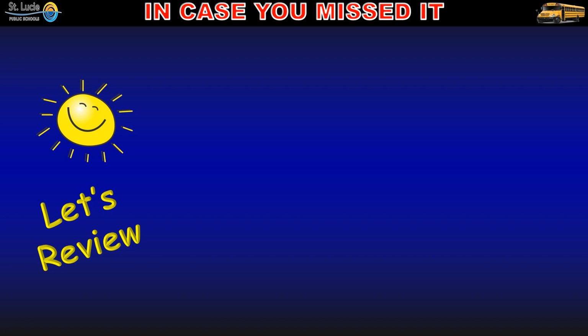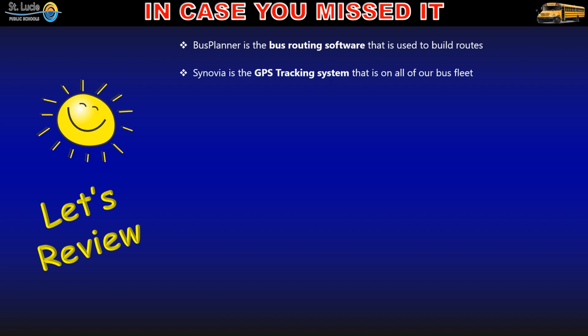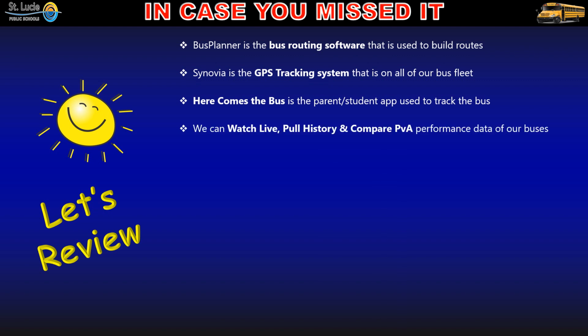In case you missed it, let's review. Bus Planner is the bus routing software that is used to build bus routes. Synovia is the GPS tracking system that is on all of our bus fleet. Here Comes the Bus is the parent-student app that is used to track the live location of buses and also communicate spare buses. We can watch live, pull history, or compare planned versus actual performance data on all of our buses.